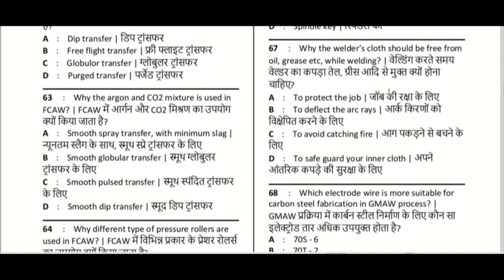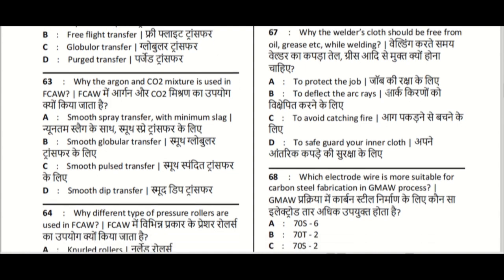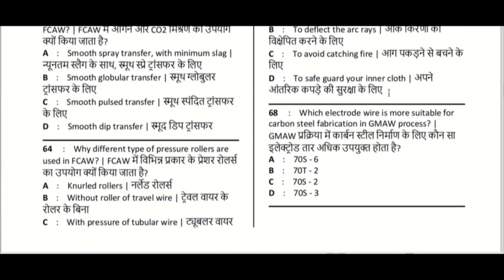Why is the argon and carbon dioxide mixture used in FCAW? For smooth spray transfer with the minimum slag.